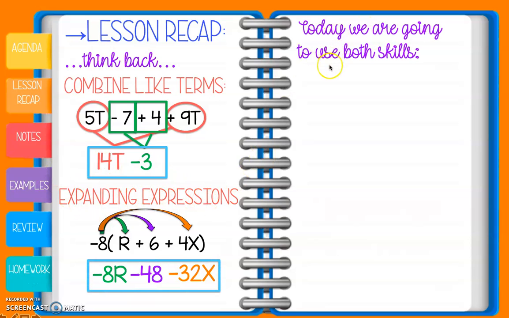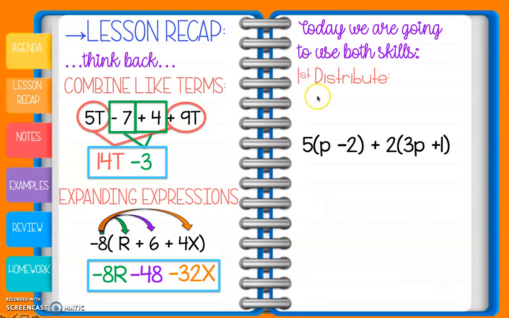Today, we're going to be using both of those skills in a single problem. So for example, if we have 5 parentheses p minus 2 plus 2 parentheses 3p plus 1, we can use both of those skills to get this down to a simplified expression. So always, first thing that we're going to do is we're going to first distribute. Anytime you see that you have something that needs to be expanded or distributed, that's what you're going to do very first thing. So first things first, we're going to take 5 times p and we get 5p.